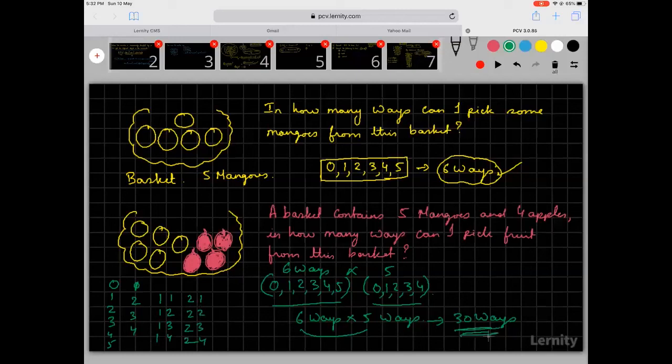Do you understand this? Do you understand that because there were 5 of them, I added 1. Because there were 4 of them, I added 1 and I said 30 ways. Can you make some notes? Think about it.